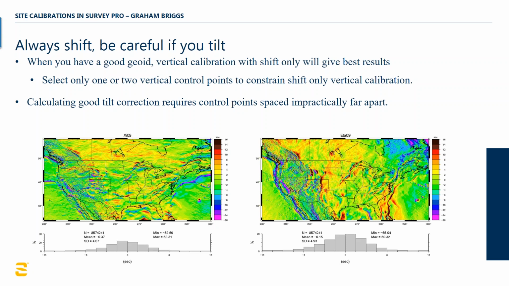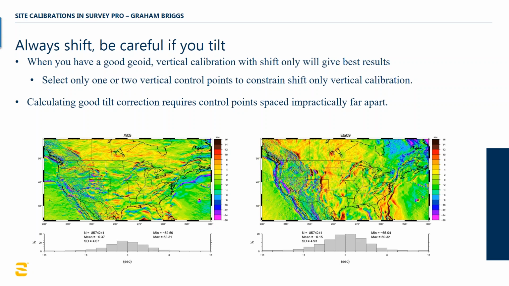So as Joe said, it's always a good idea to use a geoid, and I advise that you always do a vertical calibration to correct for any bias between your local control and what the geoid has established as a benchmark for that area, because you're always going to see some bias between the two surfaces. So you want to select 1 or 2 vertical control points to constrain your adjustment to the shift. Calculating a tilt correction requires control points that are spaced very far apart, and in many cases, impractically far apart.